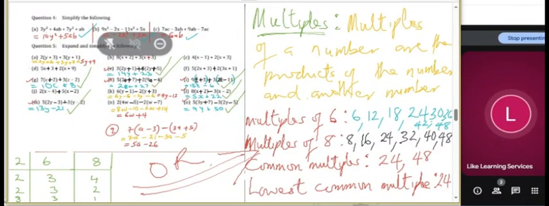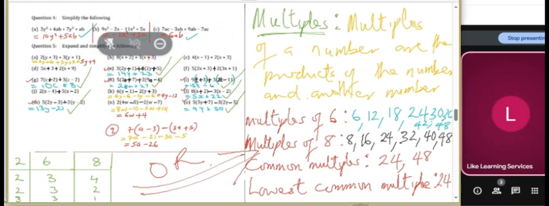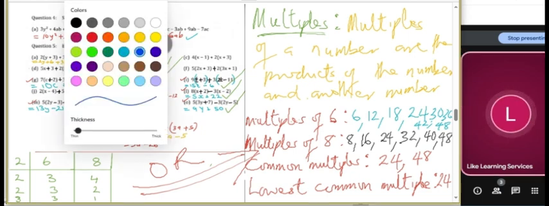All right, multiples. You know what multiples are? Because we'll be looking at multiples, factors, prime numbers, lowest common multiples, or what we call lowest common denominator, then highest common factor. So what are multiples? Let's start with multiples.